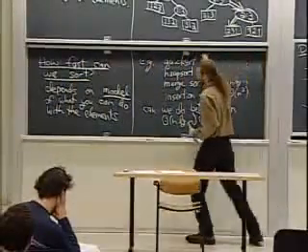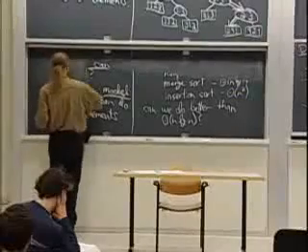And the only thing we're going to use is that the number of leaves in that tree has to be big, has to be n factorial.